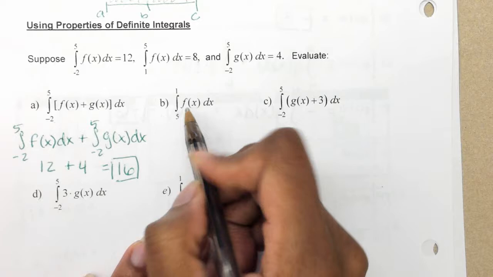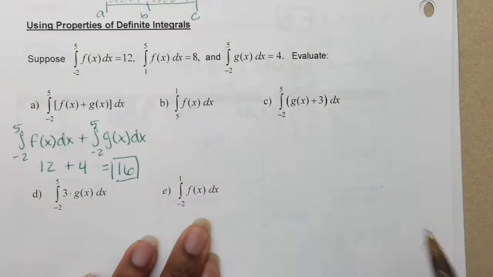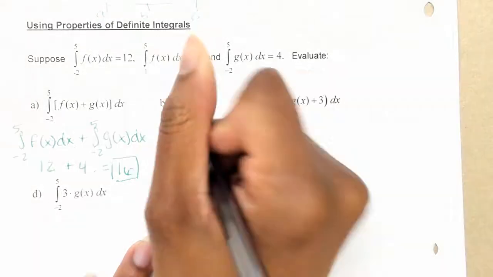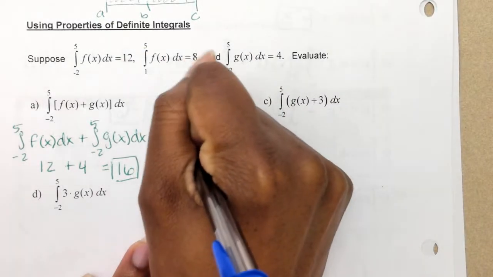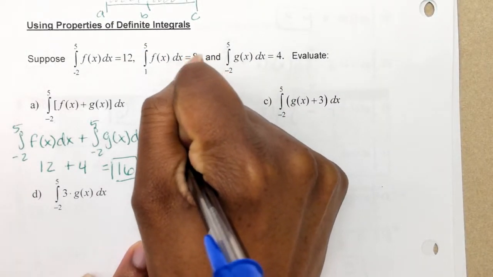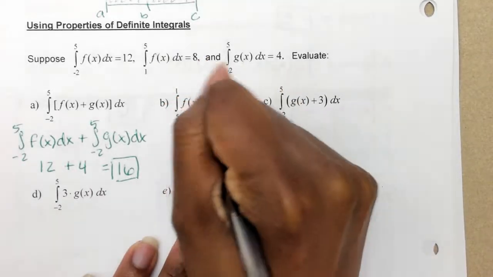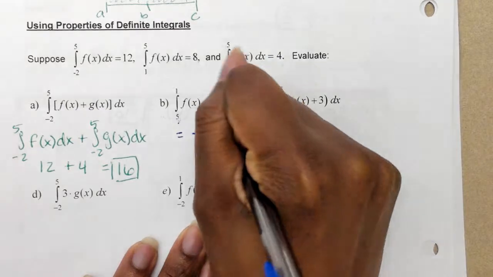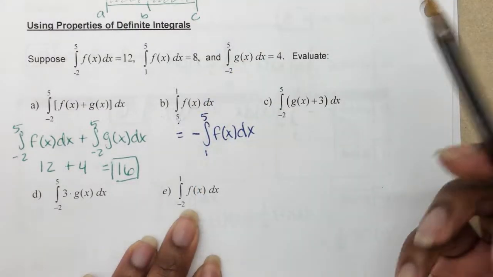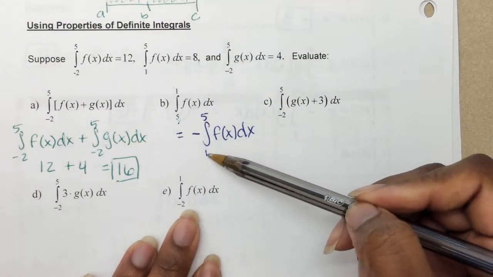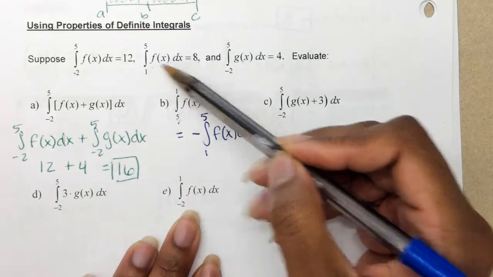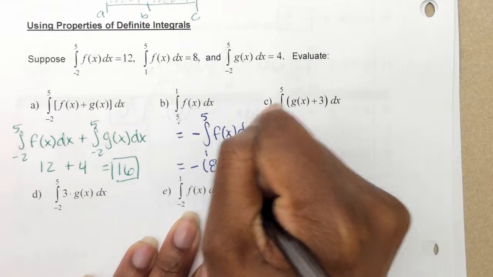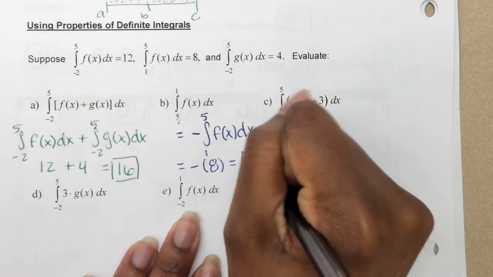For b, we want the integral from 5 to 1. We already know 5 is bigger than 1, so we're going to be finding the opposite here. That'll be the opposite of the integral from 1 to 5 of f of x dx. The integral from 1 to 5 of f of x dx is 8, so we're looking for the opposite of 8, which is -8.